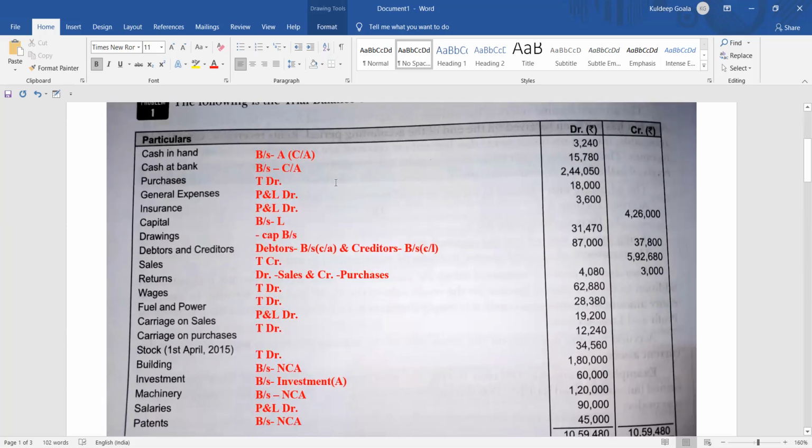After opening stock and purchase, we will go for the sales. Okay, first opening stock, then purchase, then sales, then all the rest of the items will follow for the trading account. So what is the sales? The sales on the trading account credit side will appear. It is 5,92,680. And we know that there is an adjustment. What is the adjustment? Return. What is the sales return? 4,080 rupees.